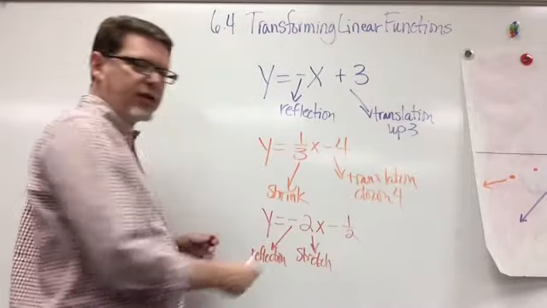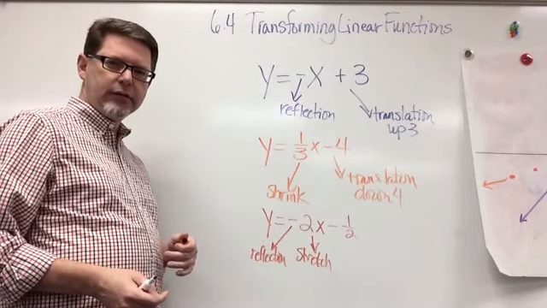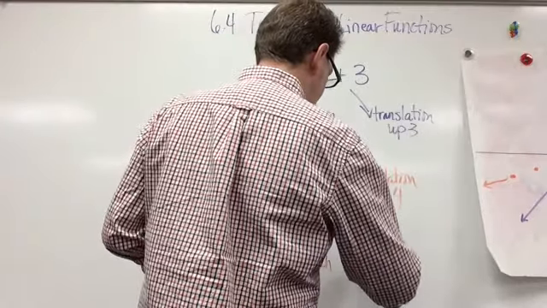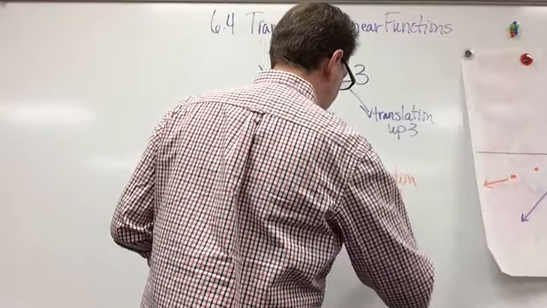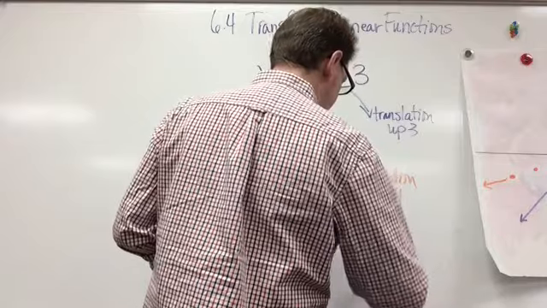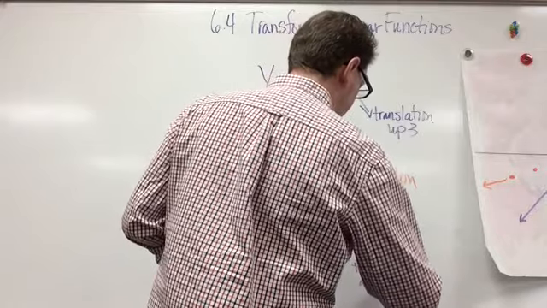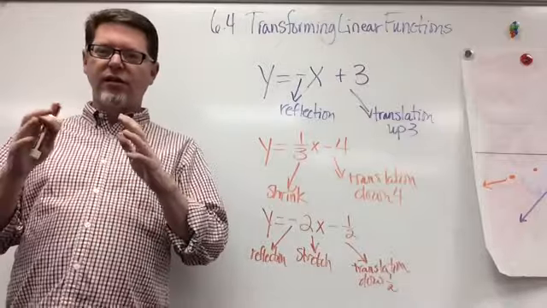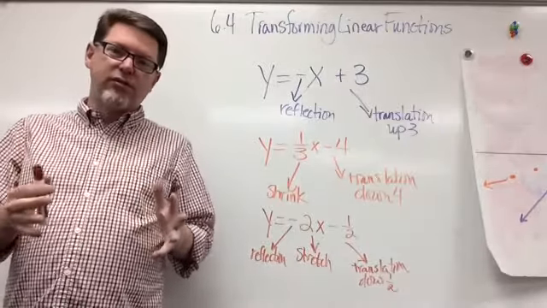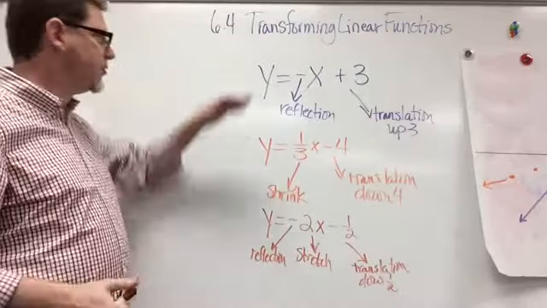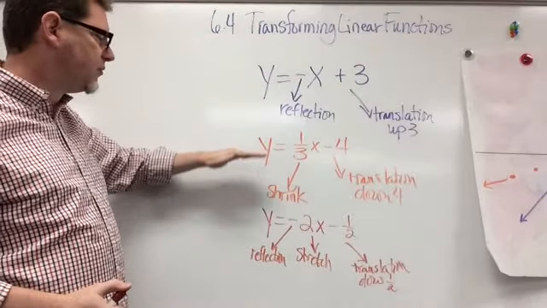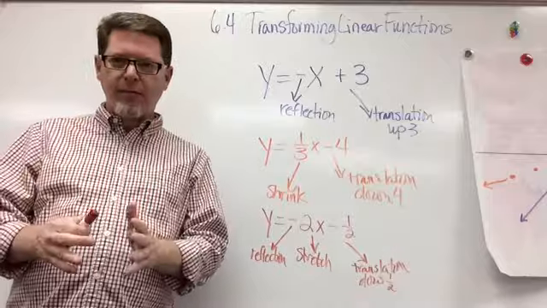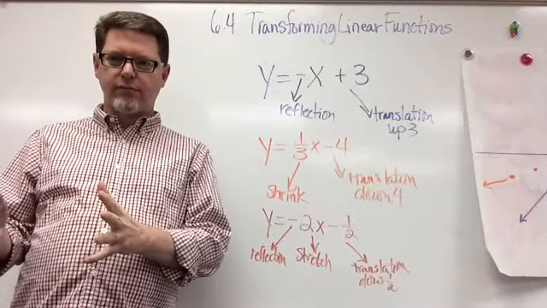And then I have minus 1/2. Exactly, it's a translation. And because it's negative, it's down 1/2. So we can look at a graph and we can tell what the transformations are. And we can also just look at simple equations to figure out what the transformations are from the parent function.